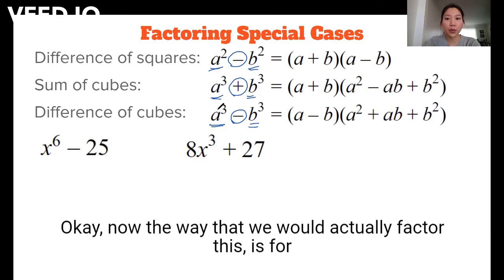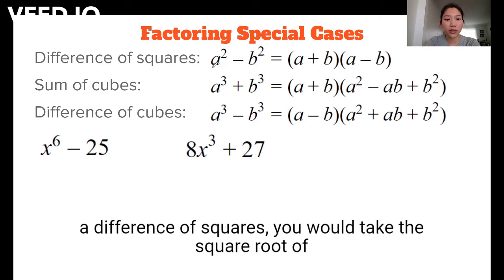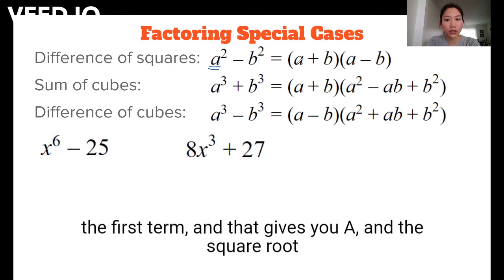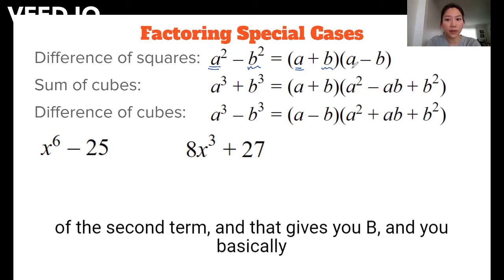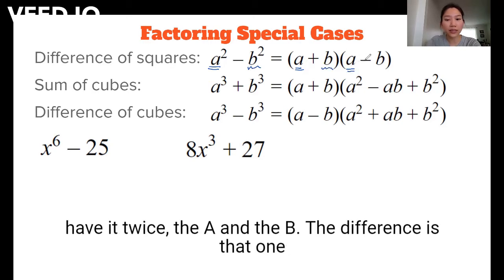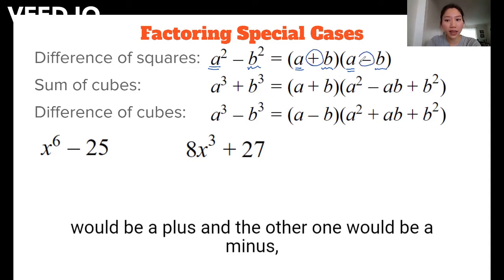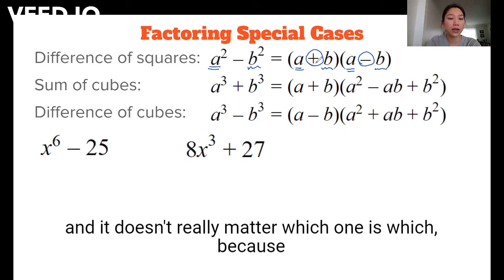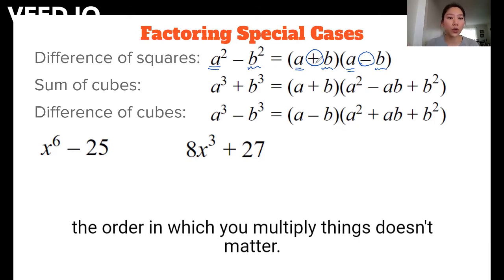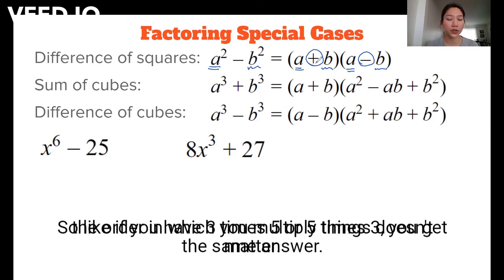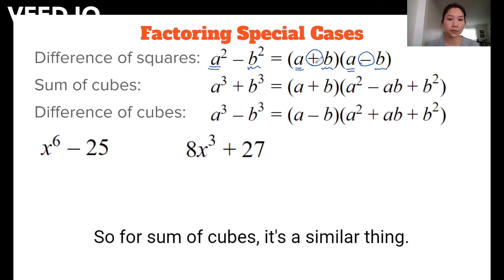Okay, now the way that we would actually factor this is for a difference of squares, you would take the square root of the first term, and that gives you a, and the square root of the second term, and that gives you b, and you basically have it twice, the a and the b. The difference is that one would be a plus and the other one would be a minus, and it doesn't really matter which one is which because the order in which you multiply things doesn't matter. So like if you have 3 times 5 or 5 times 3, you get the same answer.